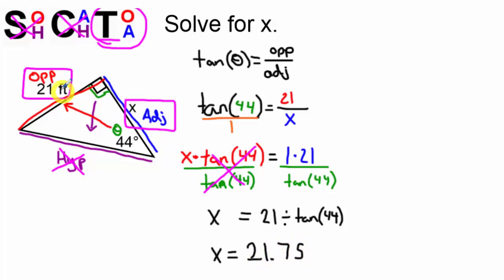Our units are in feet in this problem, so I'm going to make sure that we have feet. And so there's our answer. We just found out that the blue side of the triangle is 21.75 feet long.